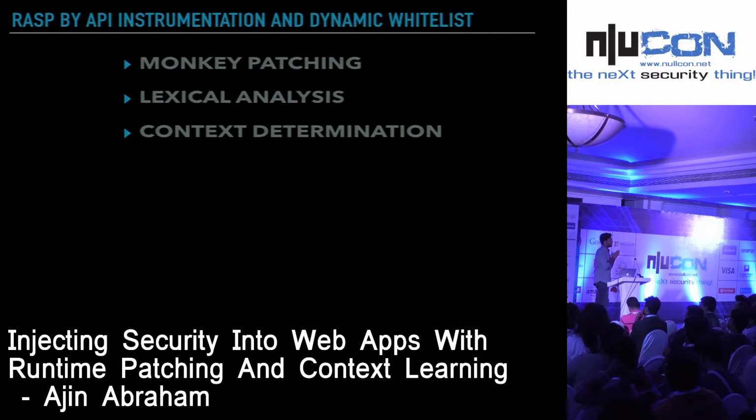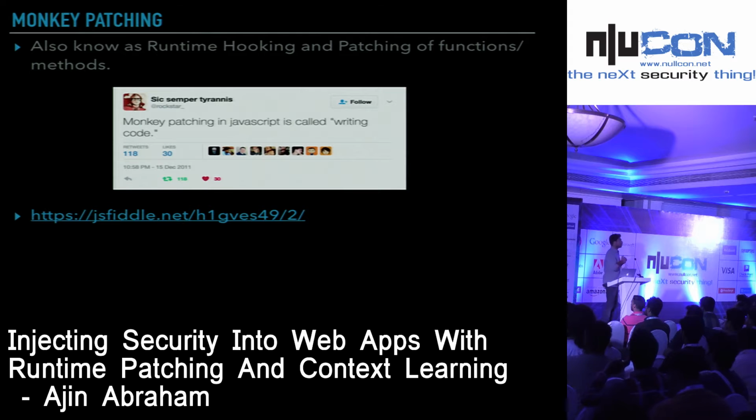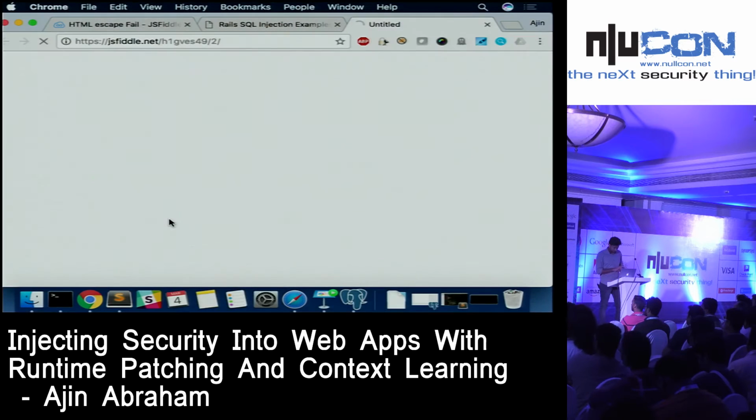Before going into this, let's talk about three important things of a RASP by API instrumentation. The three things are: one is monkey patching, the other one is lexical analysis, and the third one is context determination. How many of you know about monkey patching? How many developers here? How many JavaScript developers here? I heard that monkey patching is a way of writing code in JavaScript. That's what most of your frameworks do. For those people who don't know what exactly monkey patching is, I'll just show you a quick demo.